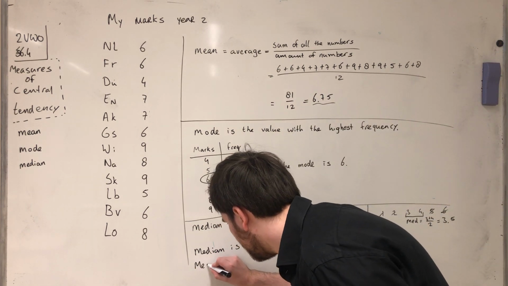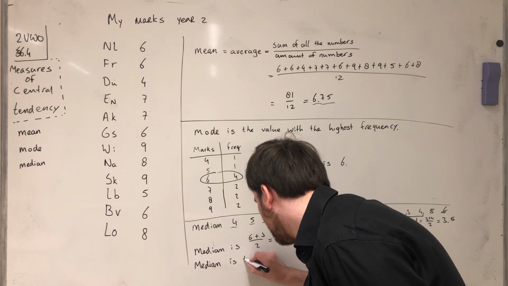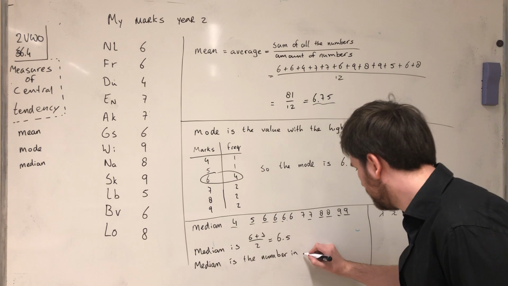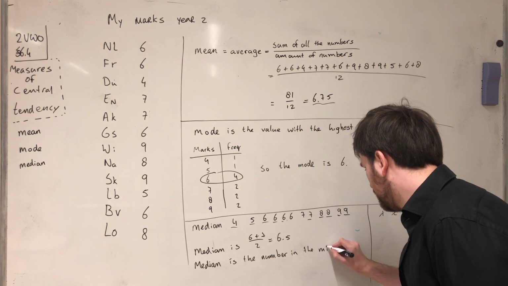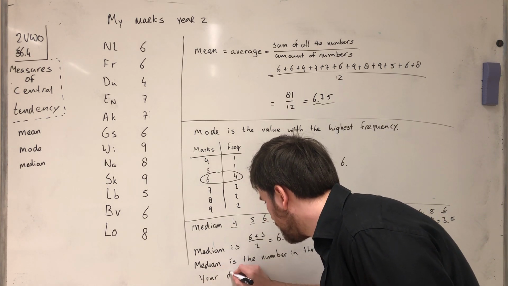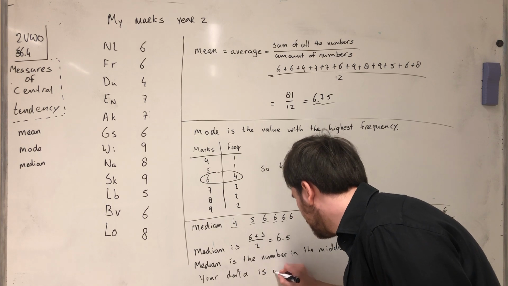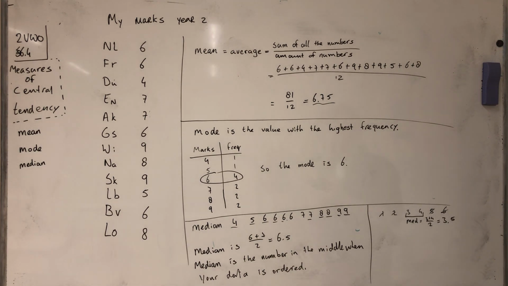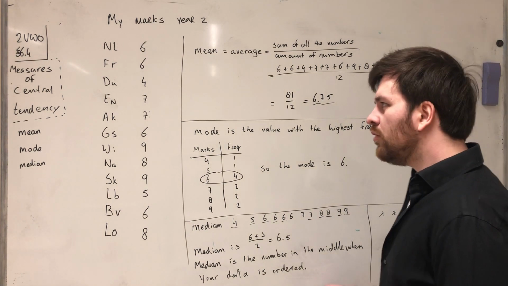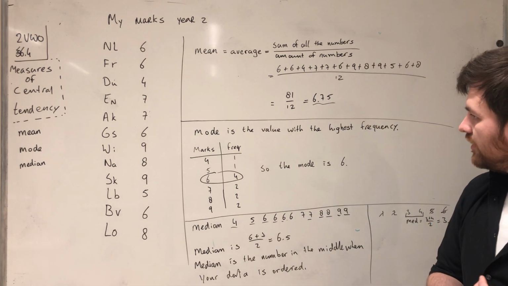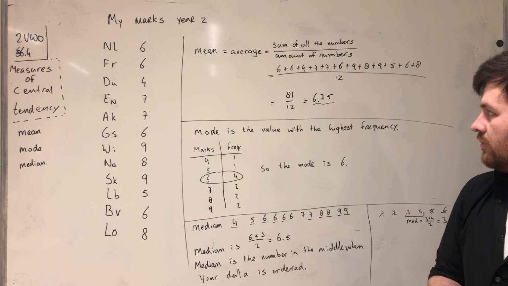To make your note complete, the median is the number in the middle when your data is ordered. So which of these three is the most useful measure of central tendency? In the homework you will see advantages and disadvantages of all three of them. And hopefully that will give you a pretty good idea.